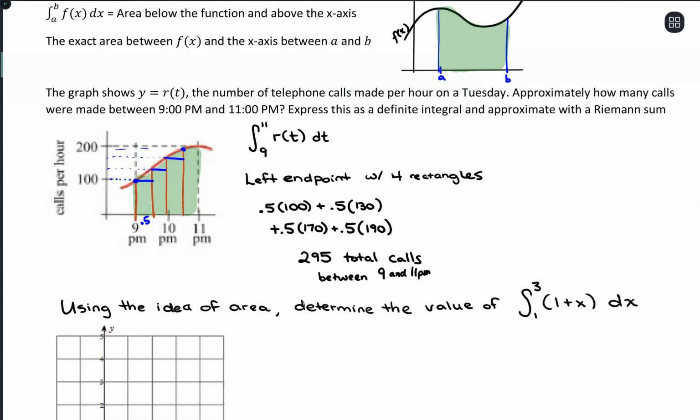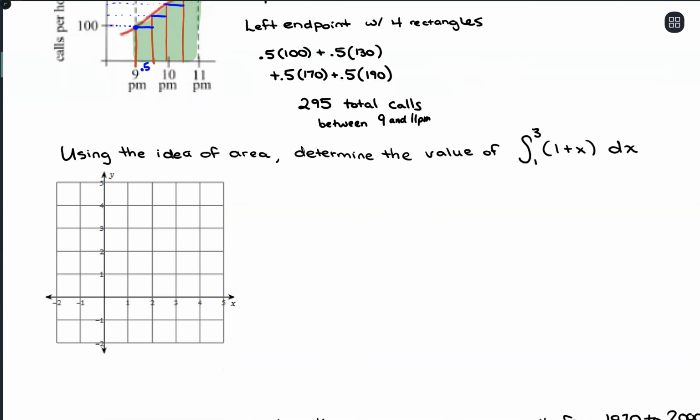Okay, so for this next one, they're giving us the integral from 1 to 3 of 1 plus x dx. Our function is 1 plus x, so that's what we want to graph. That is a linear function starting at 1 with a slope of 1 as well. So I'm graphing 1 plus x, and then our interval is going from 1 to 3. So I'm going to look at x equals 1, x equals 3.